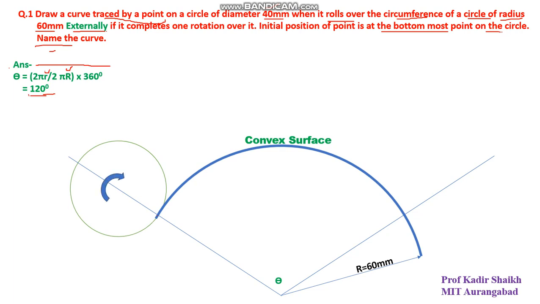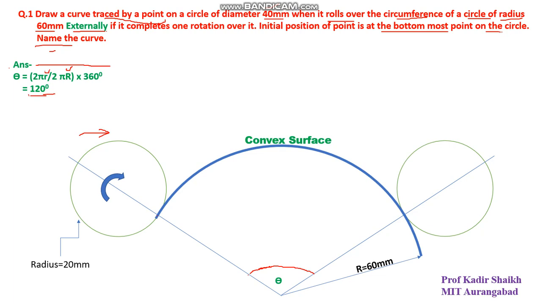20 mm radius. Now as this circle of 20 mm radius rotates in the clockwise direction, this will be the end position. So if it completes one rotation, it will travel 120 degrees of the bigger circle.